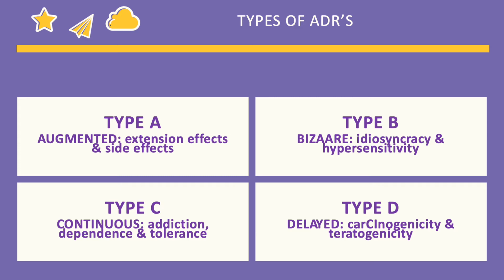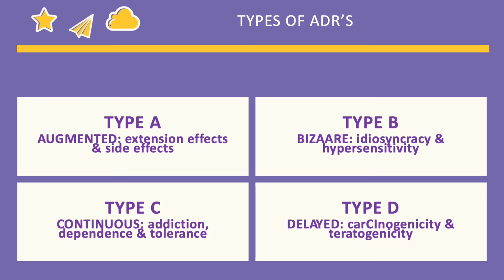Type A is augmented. It has subtypes called extension effects and side effects. When you say augmented, there is a profound or enhanced therapeutic activity. It can be dose related or dose dependent. It is reproducible and it is the most common type of adverse drug reaction, and that makes it very predictable.